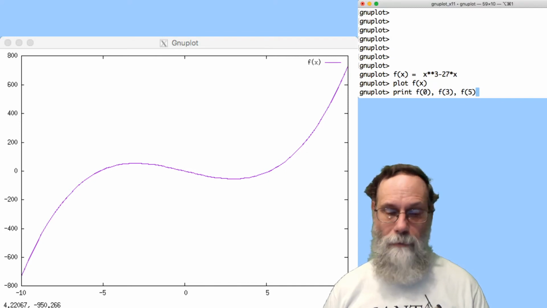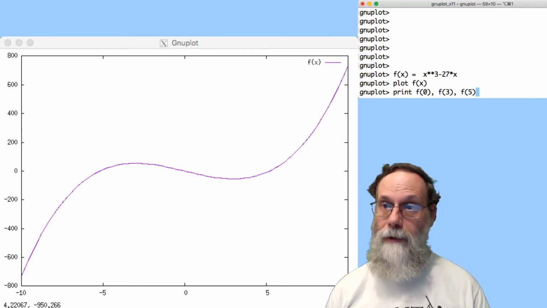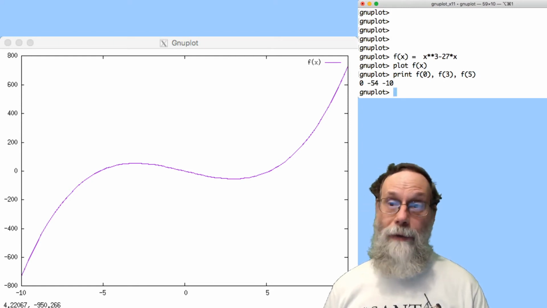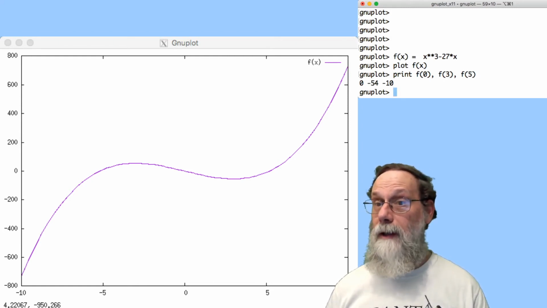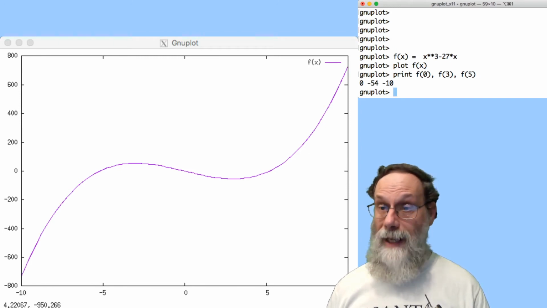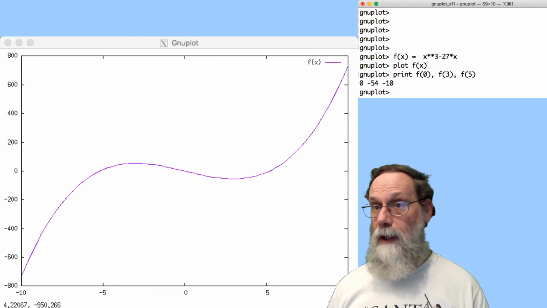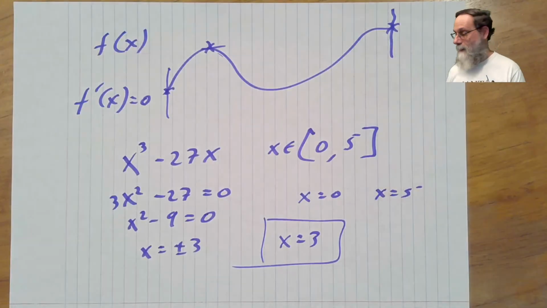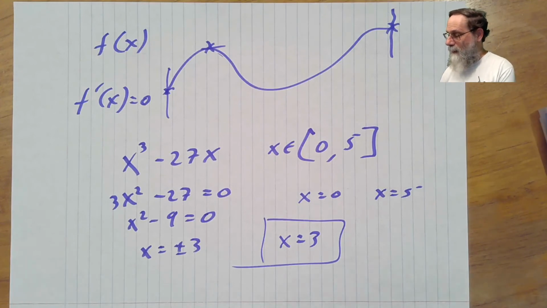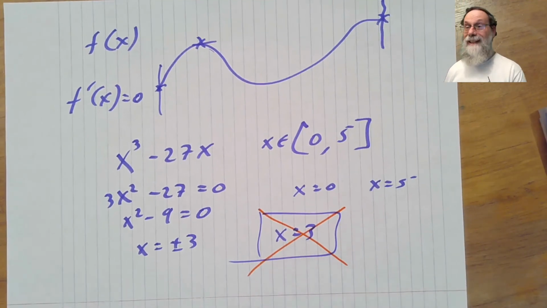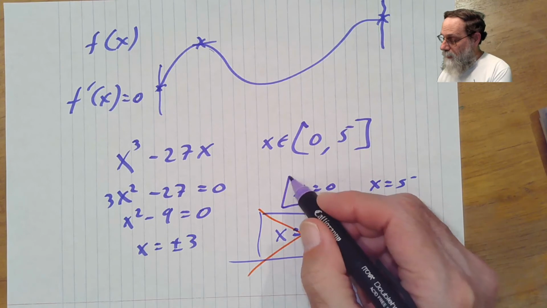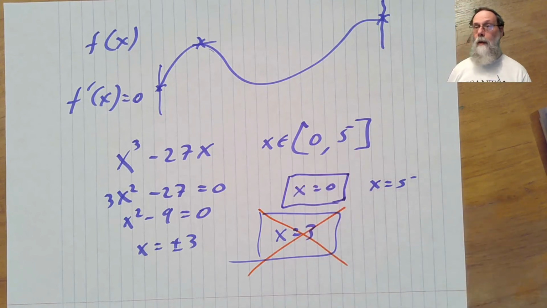And we can print out the different values here and see that at 0, f of 0 is 0. We could have told that anyway, x cubed minus 27x is going to be 0. At 3, we've gone down to minus 54. And at 5, we've gone down to minus 10. So the highest of these three numbers is the 0. And so going back to our previous thing, this previous guess was wrong. We are in fact here in a case where x equals 0 was our optimum.